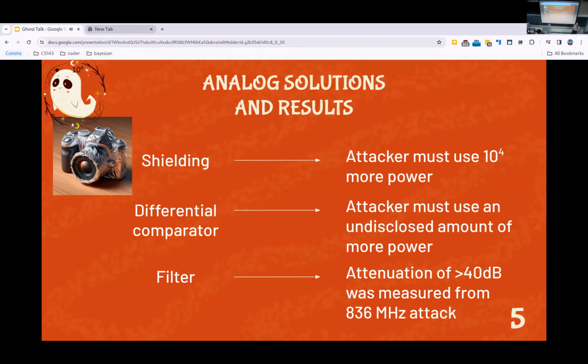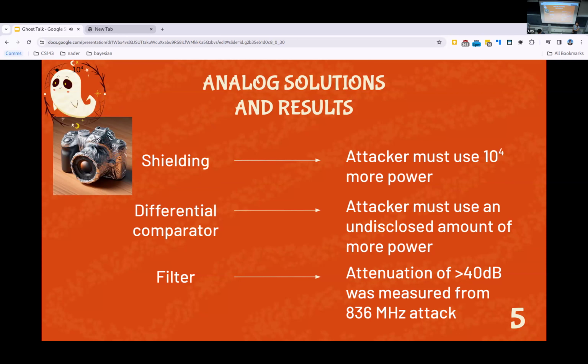And in the paper, the result was they tried to measure how much power needs to still be emitted to induce the same amount of damage. And they concluded that the attacker must use 10⁴ times more power.